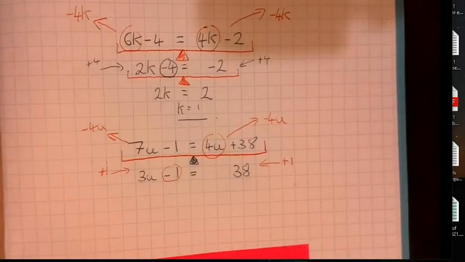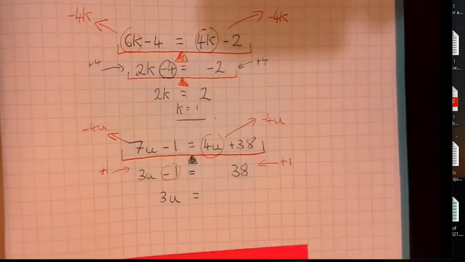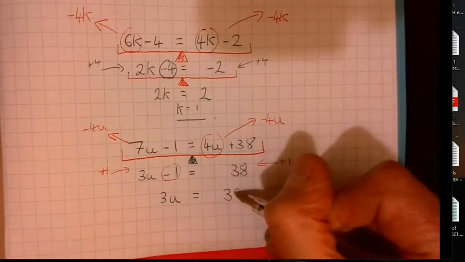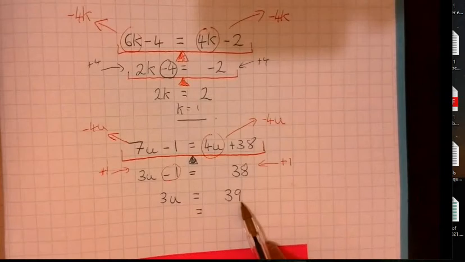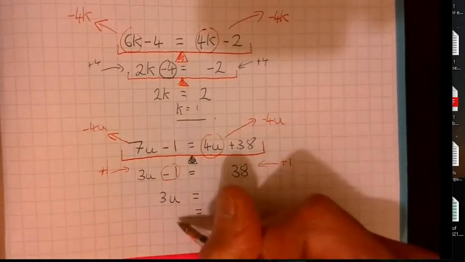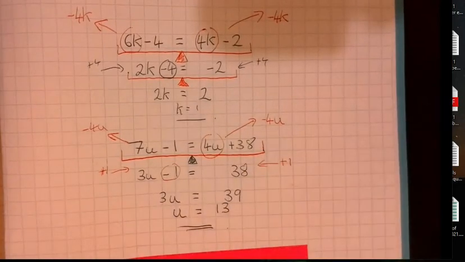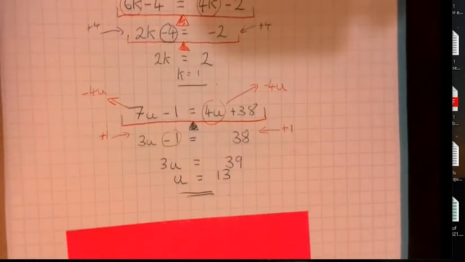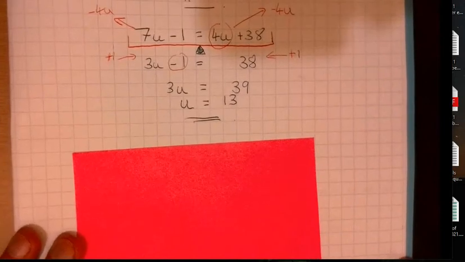Right, what have we got now? Well, this is nice over here. I've just got 3 multiplied by u. 38 add 1 is 39. So 3 multiplied by u is 39. Now, if you're not sure, if you just do 39 divide 3, that'll give you the answer. So there we go. One more example with me, and then I've got a load of questions for you. So I'm just going to move that up again. There you go. So you just see that last example.